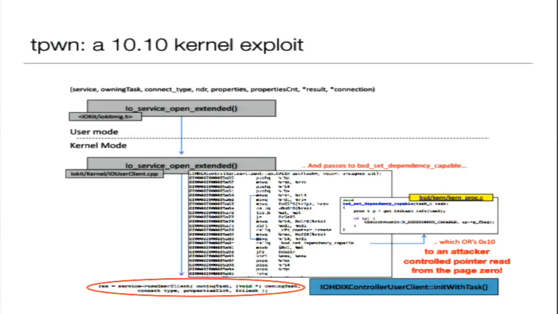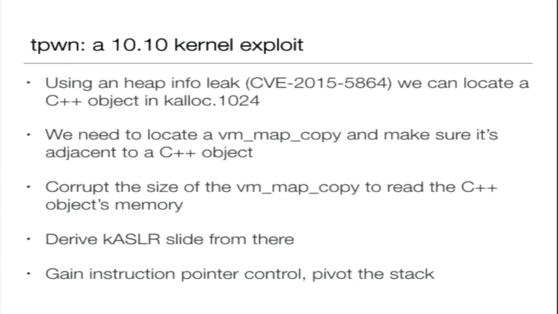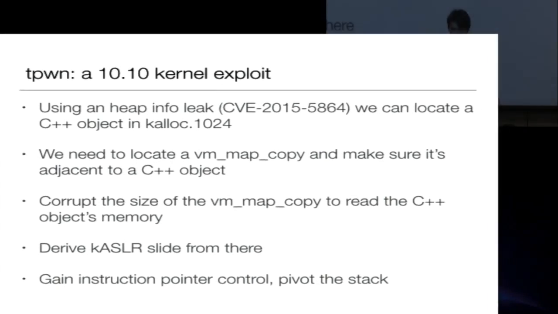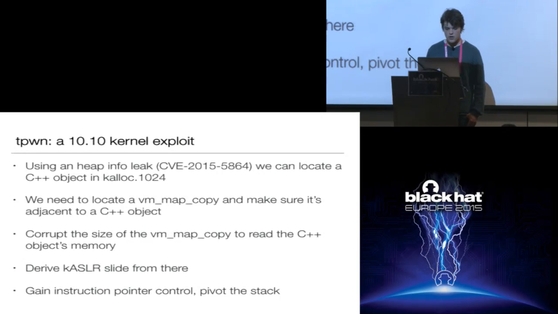So first of all, we need to locate something. And for this, I used a heap info leak to locate an object in a calloc. But we need to locate a vm_map_copy to be able to do arbitrary info leaks. And then we have to corrupt the vm_map_copy. From there, we can derive the KASLR slide. And from there, you can just run drop in kernel.